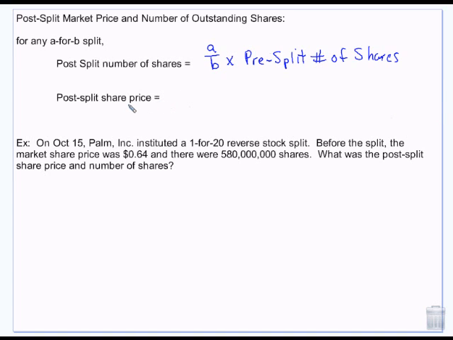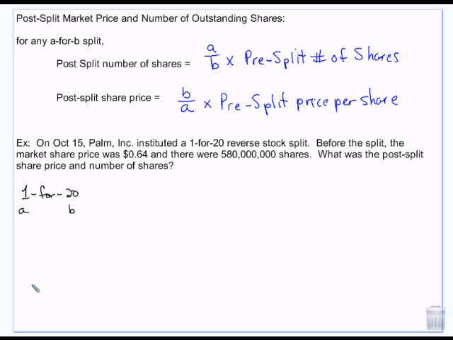For the post-split share price, it's the opposite. It's B over A times the pre-split price. Okay. So if we have a 1 for 20 reverse stock split, 1 is A, 20 is B. It's always A, B. Even if the bigger number's out front, it's still always A, B.